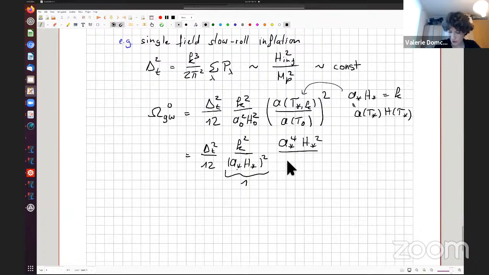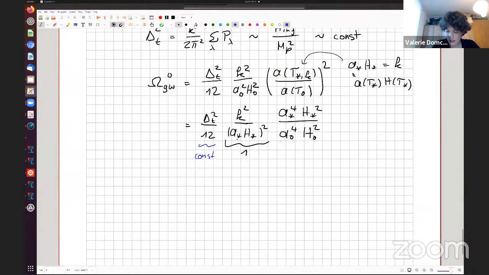Then I have a0 to the 4, 2 powers here, 2 powers here, and then H0 squared from here. And so this thing here is a constant. This thing here is just 1. So the entire dependence just comes from this term. This can be the only term which gives us anything interesting. But this term is just the evolution of the scale factor and the Hubble parameter. Recall that the Hubble parameter is just a dot divided by a.